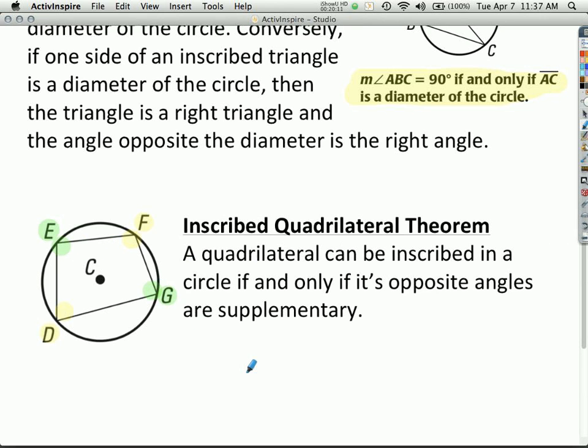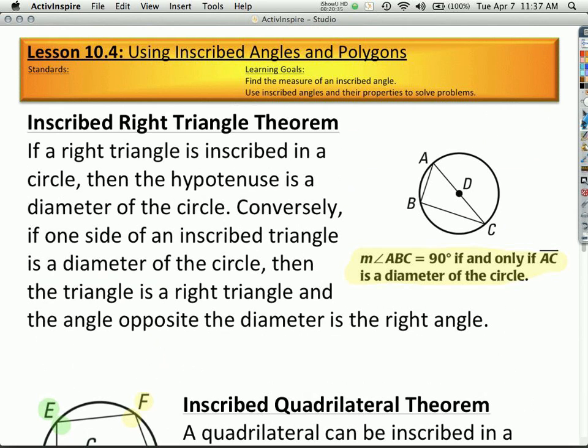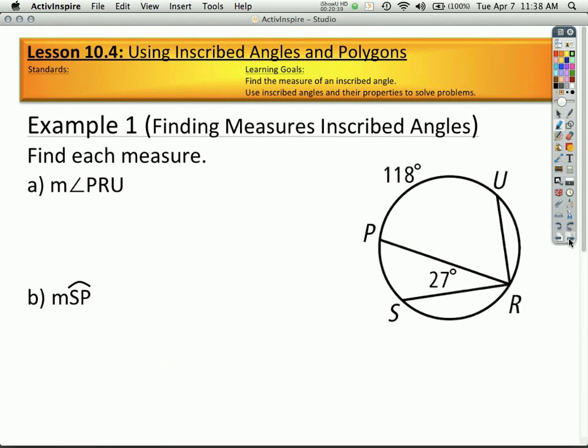So, if we have a quadrilateral inscribed in a circle, then the opposite angles are supplementary. If we want to see if a quadrilateral could be inscribed in a circle, then we check to see if the opposite angles are supplementary, and then we could say that it would be able to be inscribed in a circle. Okay? So, this is just an overview, so let's go ahead and get started. Any questions before we jump in? All right. Example 1.